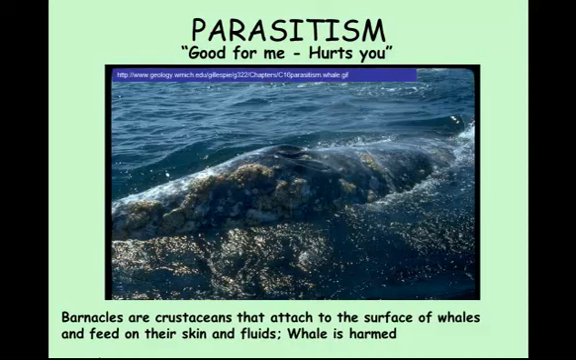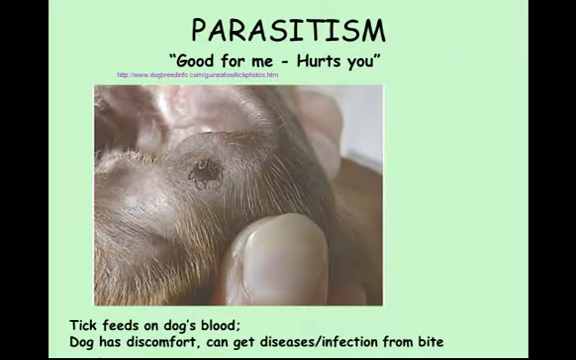Think about ticks that feed on dogs or on you. And the same thing is happening here. Those barnacles are attached to the whale, and they're taking nutrients from the whale. It's harming the whale, helping the barnacle. These are parasites attacking and taking advantage of the whale for food. Same as a tick on a dog or on you.